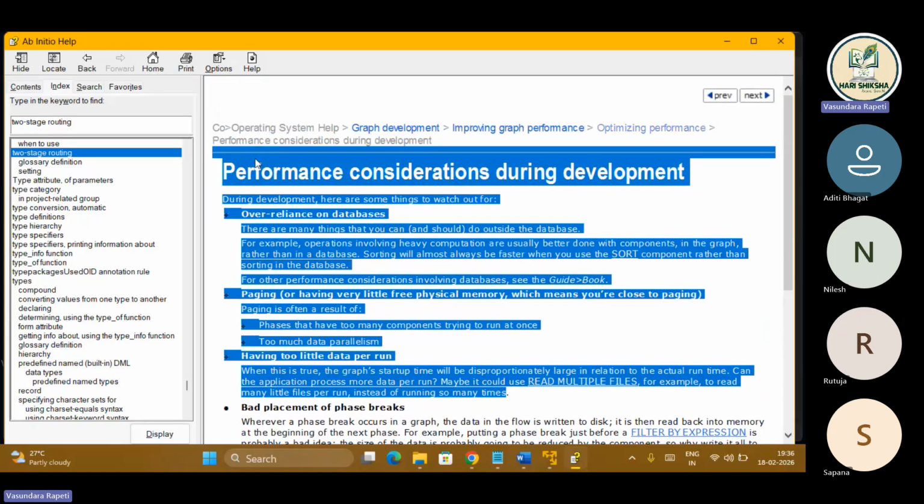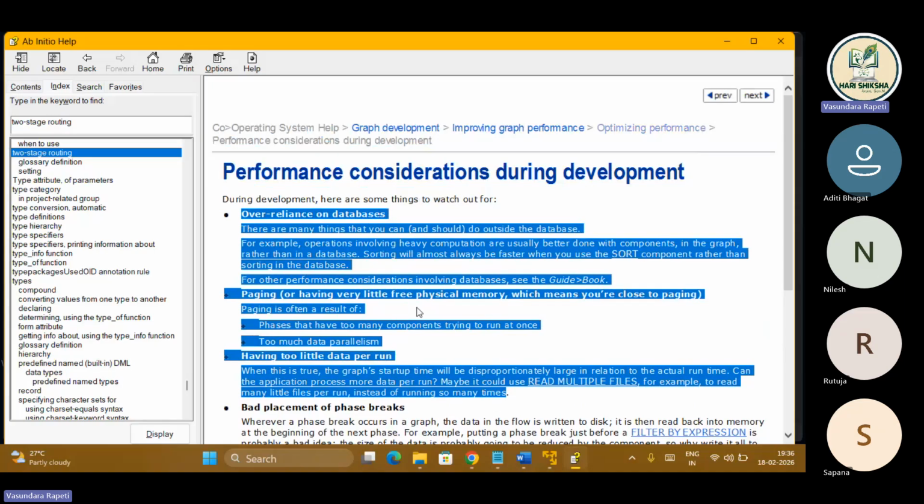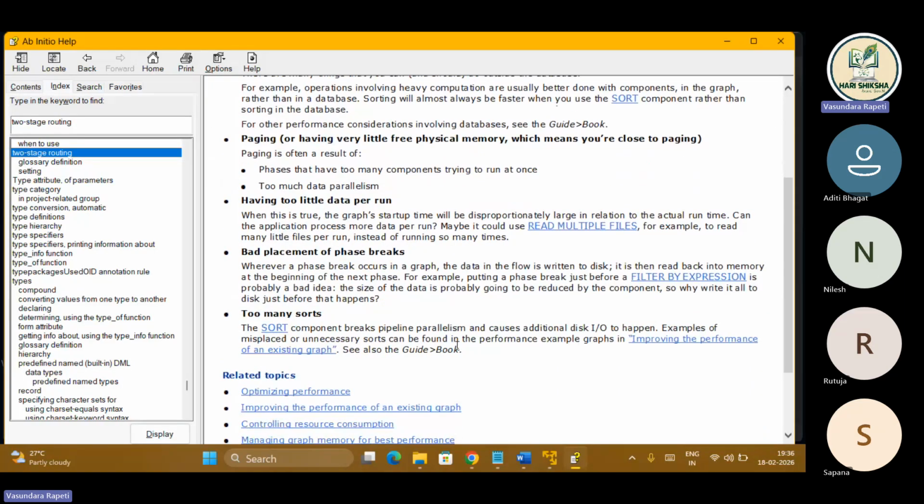These performance tips, sometimes they ask in interviews, you need to explain with examples. If any confusion is there, you ask in the middle. Okay, bad placement of phase break.